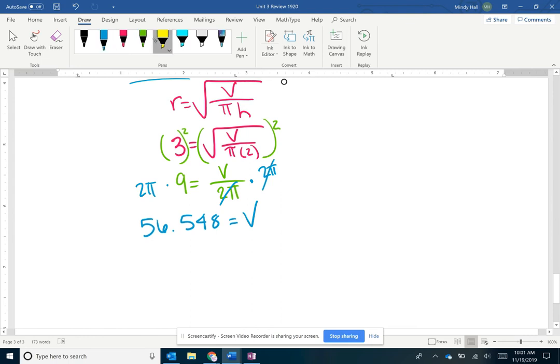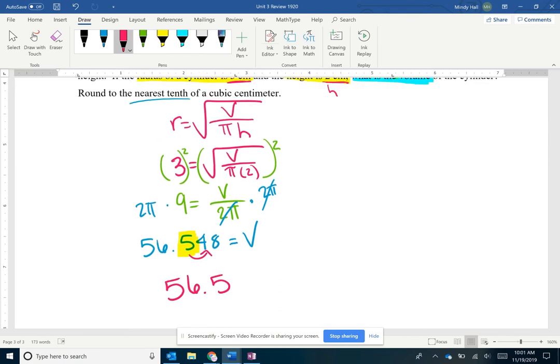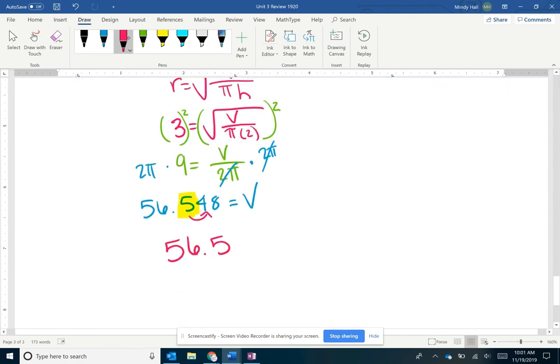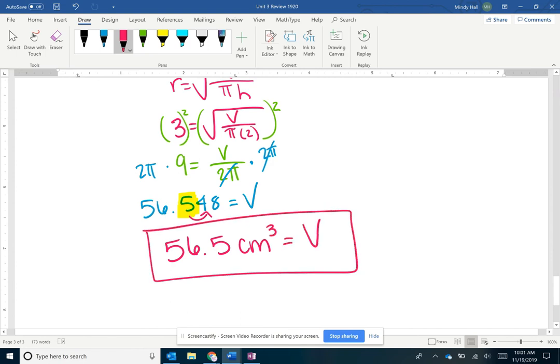If I am rounding to the nearest tenth, that's this 5. And so I look to the number next to it. 4 tells me to keep it, so I'm going to say 56.5. And I want to say this is going to be centimeters. Yep, centimeters cubed equals volume. Now, if you're wondering, but hey, Miss Hall, there's an 8 there, which would round the 4 to a 5 and then make the 5 a 6. Not how it works. If I was rounding to the nearest hundredth, I would care about the 8. But since I'm rounding to the nearest tenth, I am not caring about the 8.